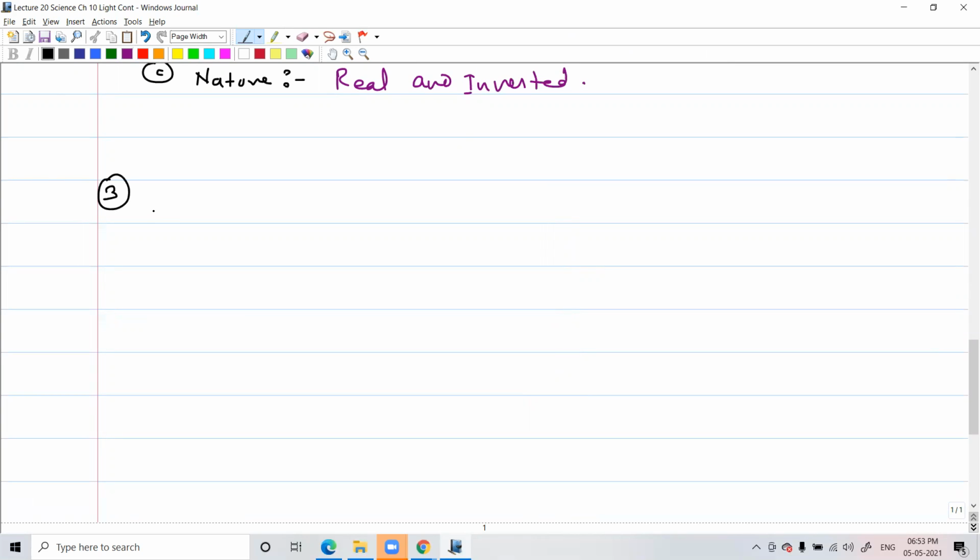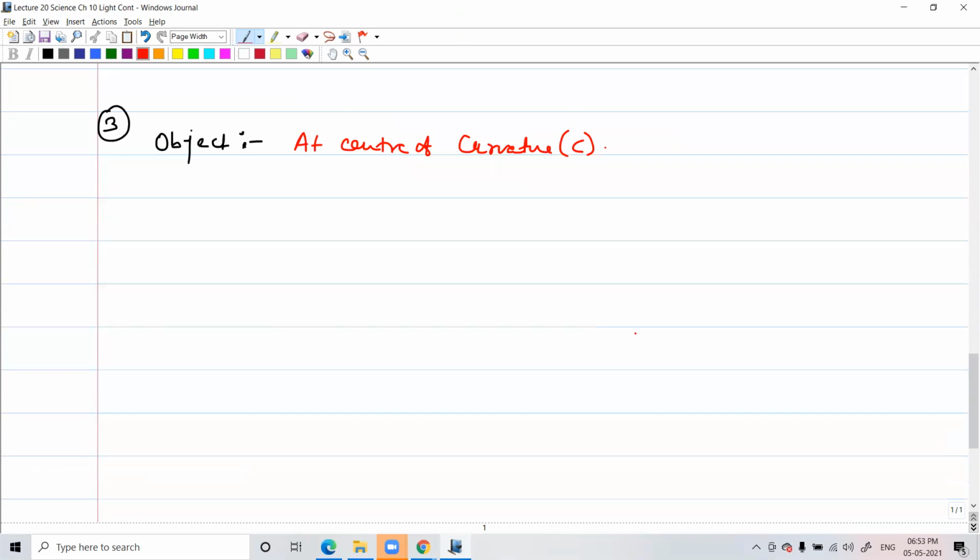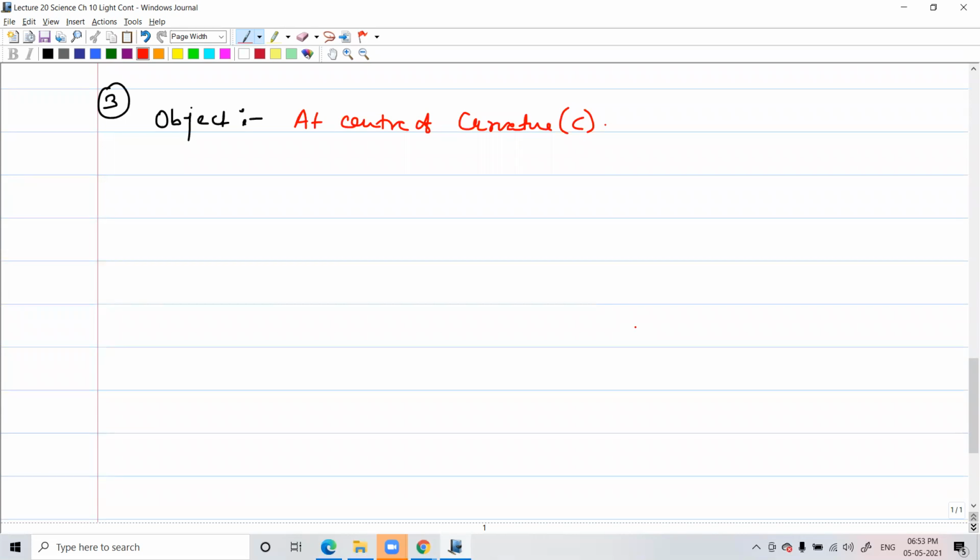What should be the third case, guys? Where is the object now? At center of curvature. Yes, at center of curvature. That is at C. So try to draw along with me. Maybe you can try to draw faster than me.